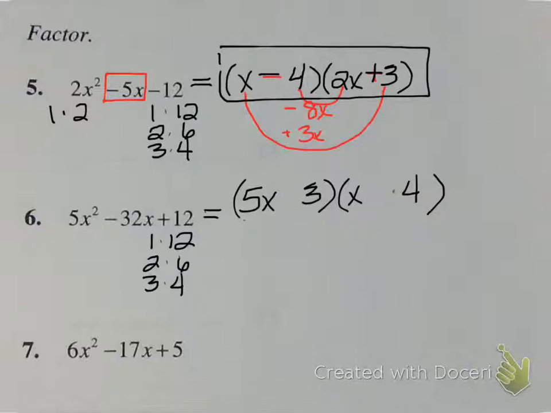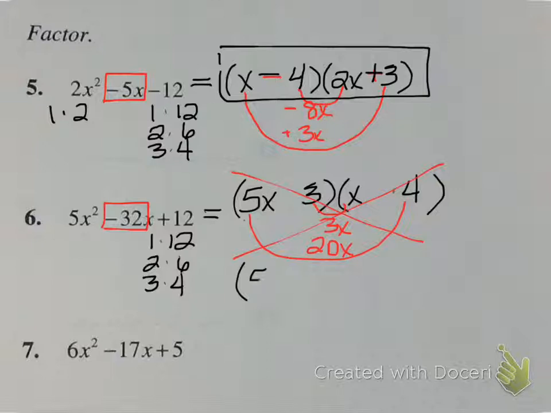Now comes the check part. We've guessed. Now let's check. This would give me 20. This gives me 3. I need negative 32. So that's not going to work. Again, I encourage you to cross out, don't erase, because this will give you a record of what you've tried and what you haven't tried.